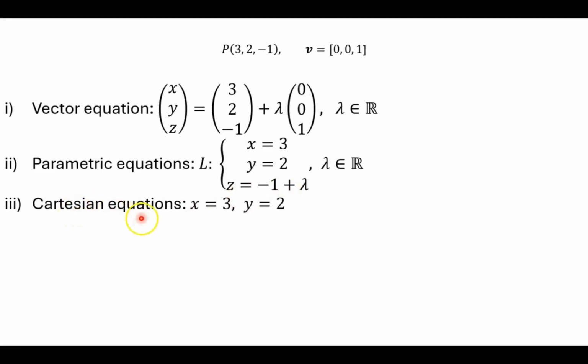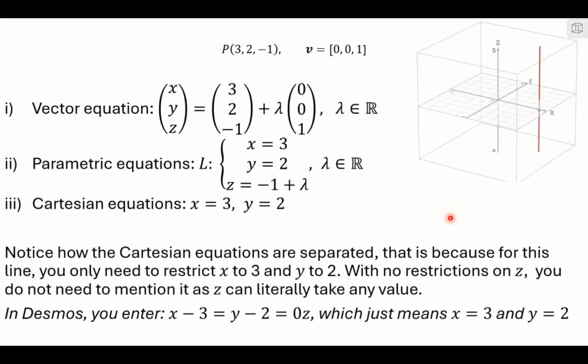But notice the Cartesian equations in this case are different. It's no longer three equations coupled together. You only write x equals 3 and y equals 2 in this case. You don't even mention the z component. That is because for this line, you only need to restrict x to 3 and y to 2. You can see here, x is 3 and y is 2 always for this line, with no restriction on z. So you do not need to mention it, as z can literally take any value. This line goes straight up and down through the xy plane. z can literally be anything. And in Desmos, you will enter x minus 3 equals y minus 2 equals 0z, which just means x equals 3 and y equals 2.